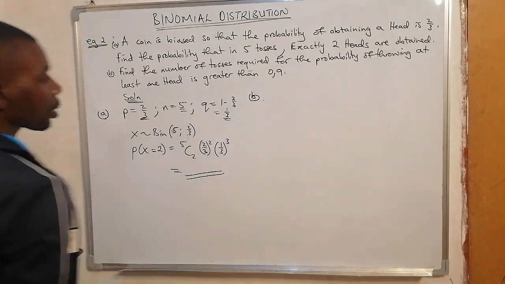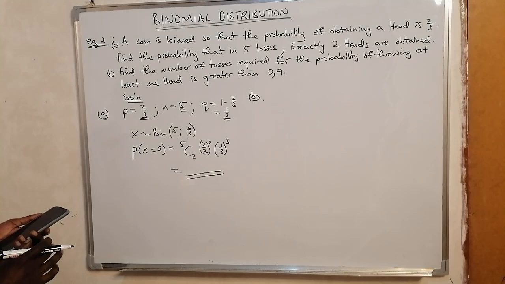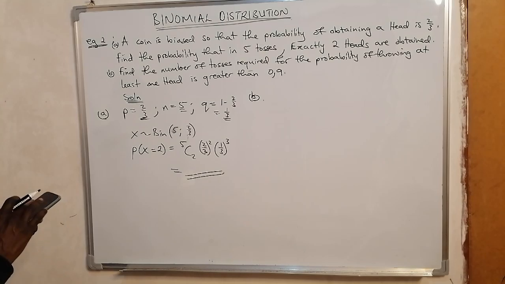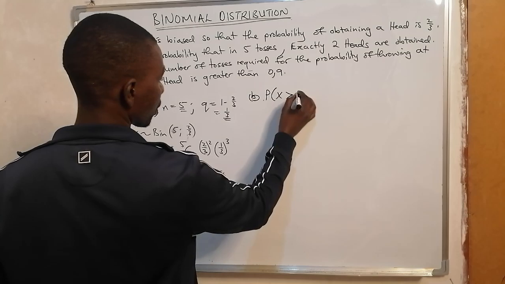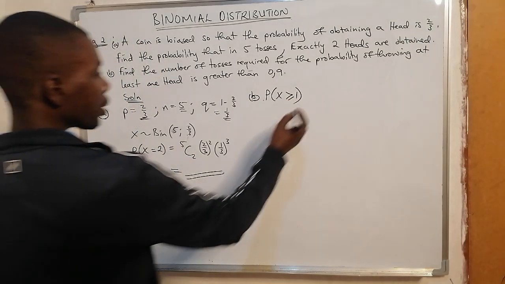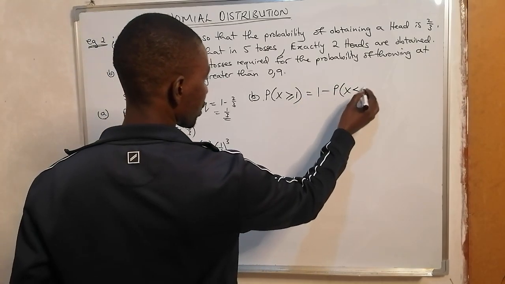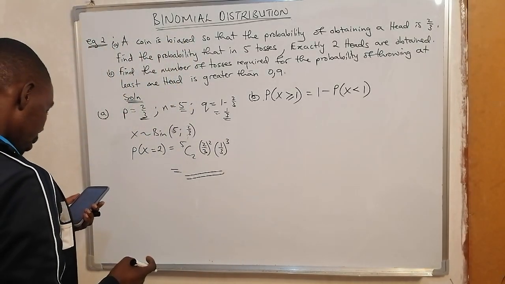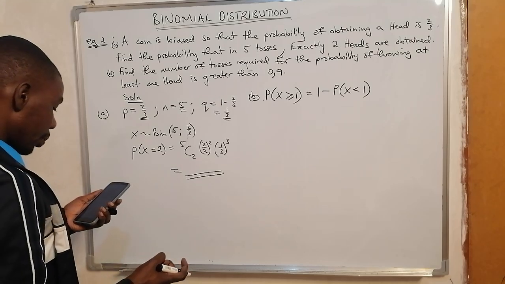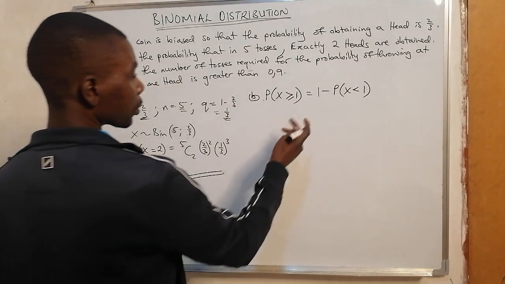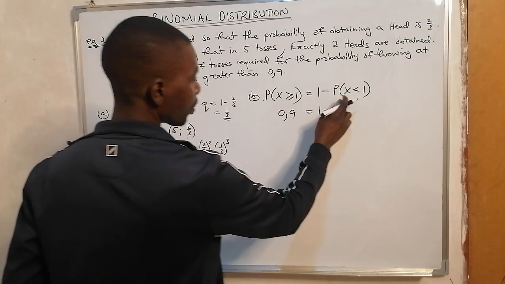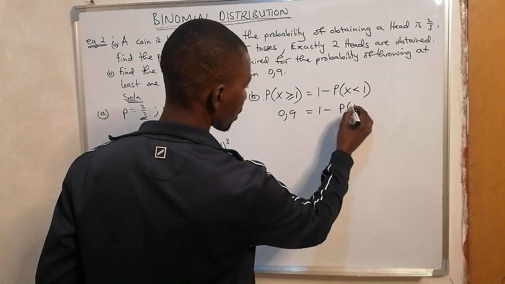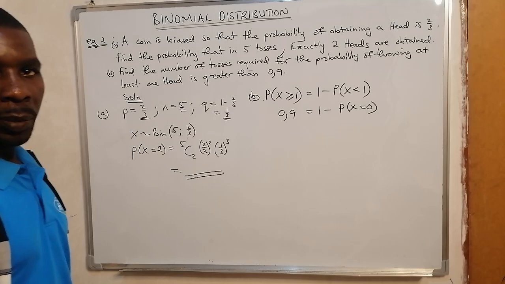Then part B. Find the number of tosses required for the probability of throwing at least one head to be greater than 0.9. At least one head, it means P of x is greater than or equal to 1, and this is the same as 1 minus P of x is less than 1, right? So 0.9 is equal to 1 minus P of x less than 1, which is the same as P of x equals 0.